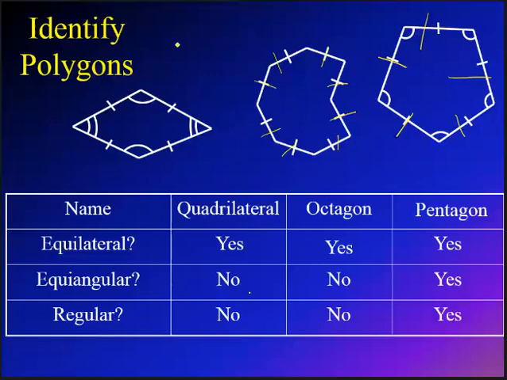Another way to identify polygons is we use the term concave and convex. Concave means it caves in, like so. Notice that the side goes into the interior of that polygon. If it caves in, kind of like a Pac-Man, then it's concave. Otherwise, it's convex.